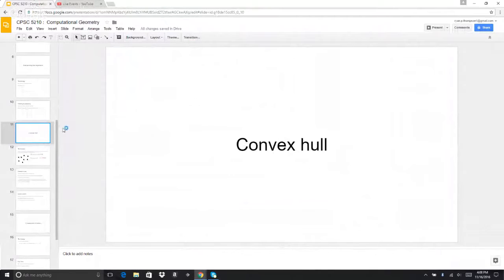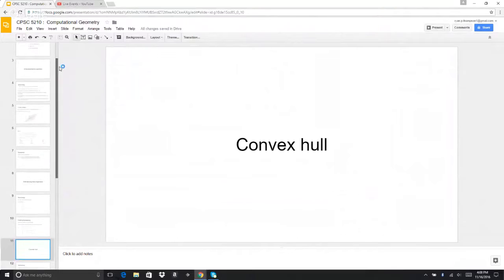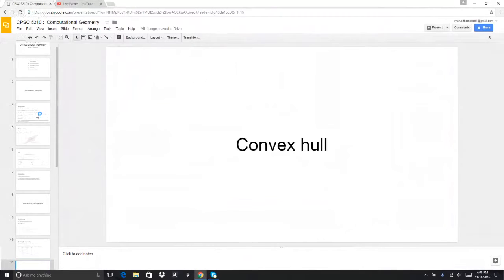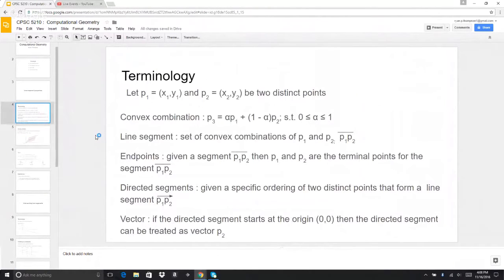Convex hull. Before we start this section on convex hull, let's go back and review a description of what convex means. So, convex combination. You can have some scalar applied to two distinct points, P1 and P2, that create P3 that falls along that line. So that's our definition for convex combination.